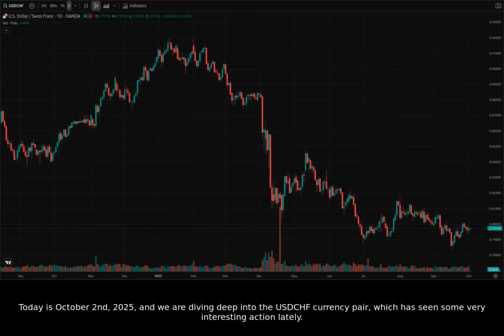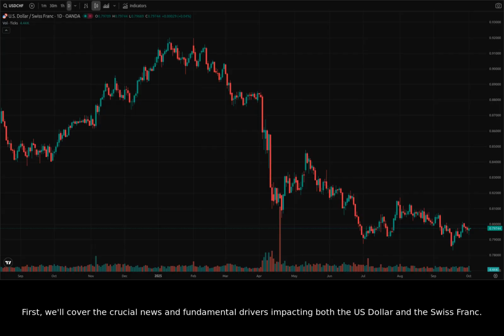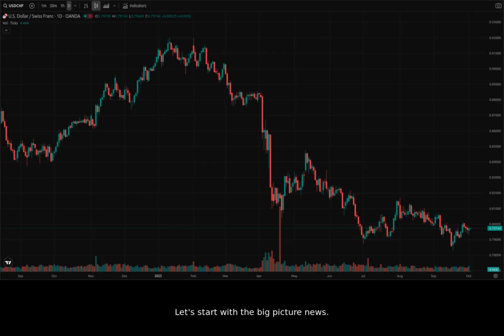Today is October 2nd, 2025, and we are diving deep into the USDCHF currency pair, which has seen some very interesting action lately. First, we'll cover the crucial news and fundamental drivers impacting both the US dollar and the Swiss franc. Then, we'll get into the charts to identify key levels, trends, and potential trade setups. Let's start with the big picture news.